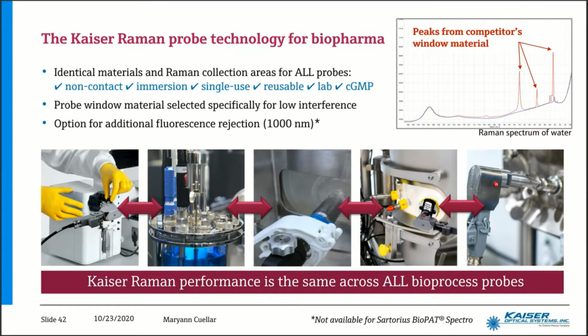In addition to bioreactor compatibility, another major technology advantage for Kaiser is our unique window material. Most other Raman probes use sapphire. In fact, this is the material that Kaiser uses in every other industry but biopharma. But we found early on that sapphire peaks drastically reduced the usable range of peaks in a bioprocess spectrum. So we looked at different materials and selected one that was much better suited to biologics.